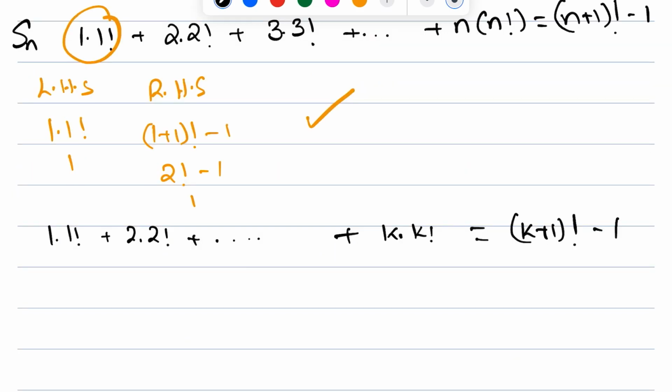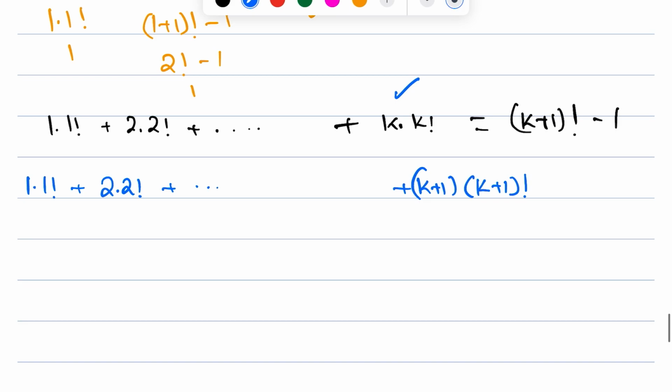So that was our assumption. Now we have to prove it out. What do we have to prove? Plug in k equals to k plus 1 over there. So 1 times 1 factorial plus 2 times 2 factorial plus and so on, plus k plus 1 times k plus 1 factorial. And what has to be proved?